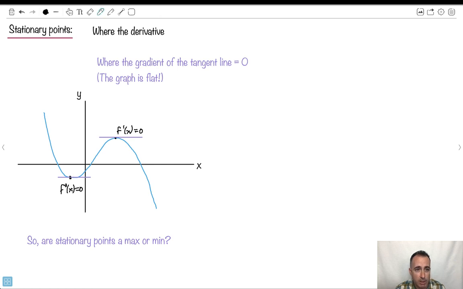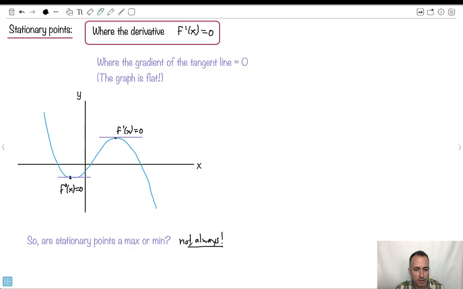So a stationary point is where the derivative f prime of x equals 0. So you might think, oh, that's great. So stationary points are it, right? That's just where the derivative equals 0. Not quite. This is what we call a stationary point, it's true. But stationary points aren't always maxes or mins. So I'm just going to write this down. I'll say maybe not always.